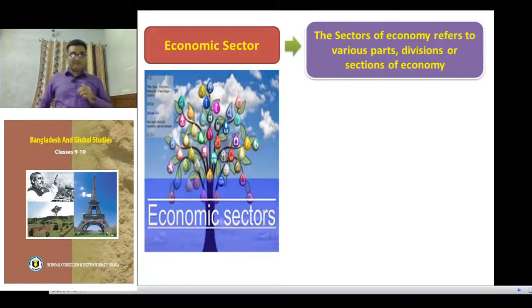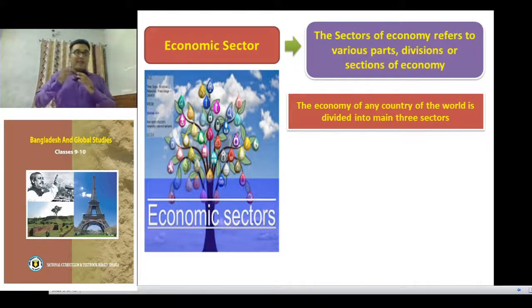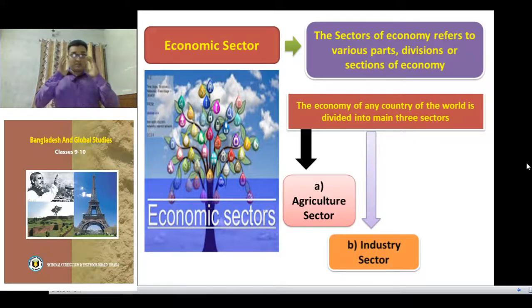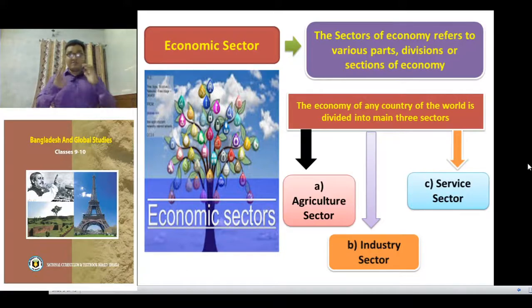Dear students, the economy of any country of the world is divided into three main sectors. The first sector, that means sector A, is called the agriculture sector, sector B is called the industry sector, and sector C is called the service sector. Dear students, now I am going to discuss about all of these three economic sectors.